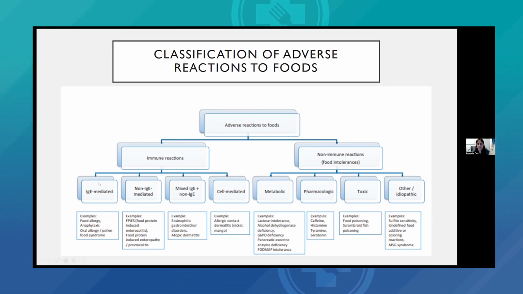And many of us think of this group, this IgE-mediated food allergy, which is our typical peanut allergy, anaphylaxis, that type of thing, that's sort of where everything falls. But as you can see, there are many different ways that people can react to foods. And these are the two big categories, non-immune and immune. And again, this is the structure for the whole presentation. I'm going to go through some examples of all of these kinds of immune reactions or non-immune reactions to foods.